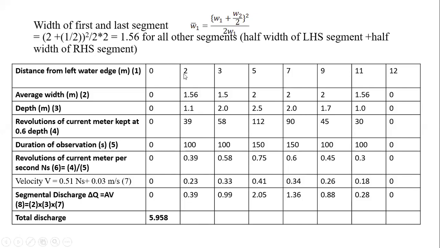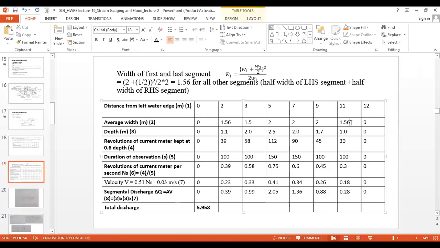0 to 2 is there. Okay, so this is 2 plus W2/2. W2, that is, which one will it be? The one between 2 and 3, how much is it? It is 1. So 1/2 bracket squared upon 2 into W1, that is, which one, the A one, the first one, so A will be 1.56. Here the last row will have a different value, that is this one. Why? Because here it is 11 to 12, that is 1 meter, isn't it?